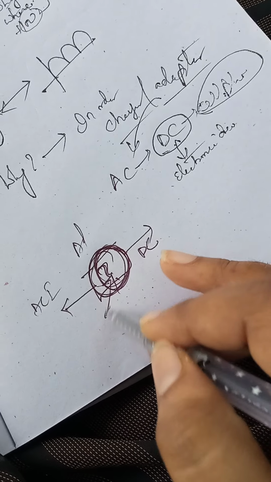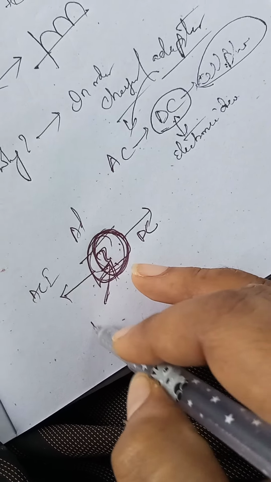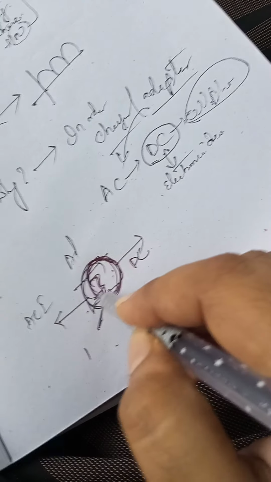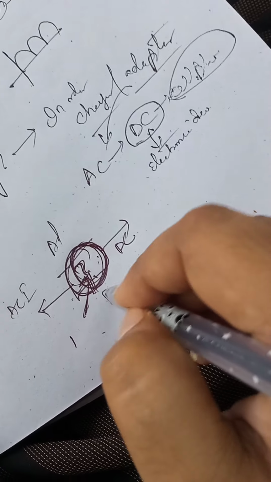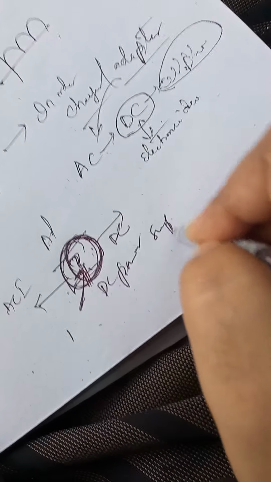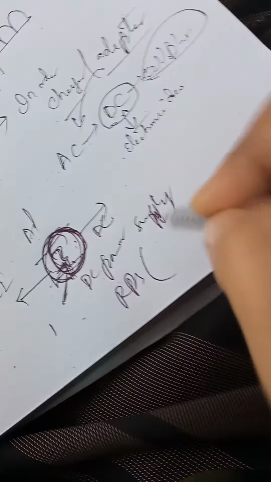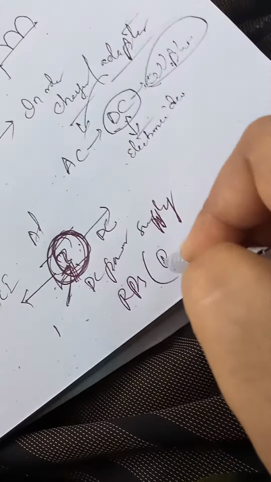If we discuss the individual blocks of this adapter in detail, this particular charger box is called a DC power supply, or simply RPS, that is, regulated power supply. What do you mean by regulated? We can control it. Regulation is nothing but control. Just like for every fan you have a regulator through which you can control the speed, in a similar fashion we can control the output DC by means of this RPS.